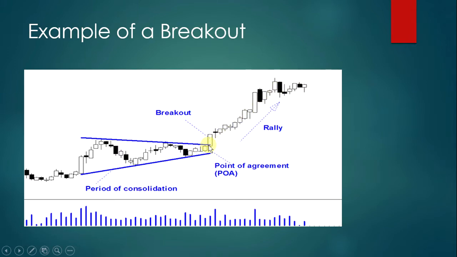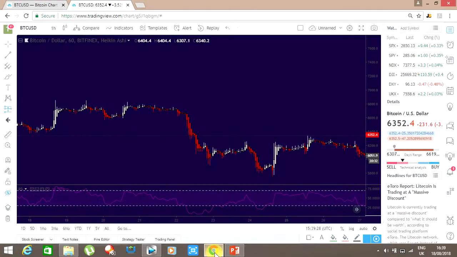Now, how would you know if you're going to go long or if you're going to break down and go short? I'll get into that in other videos. Today we're just strictly looking at support and resistance. So that's the end of my slide. Now we're going to go into a working example of this.